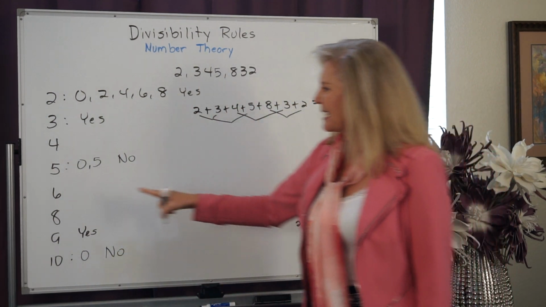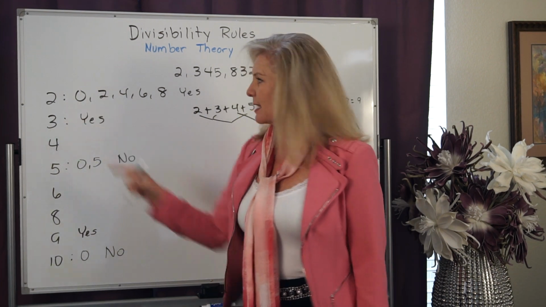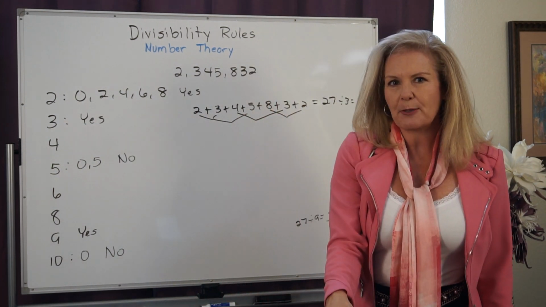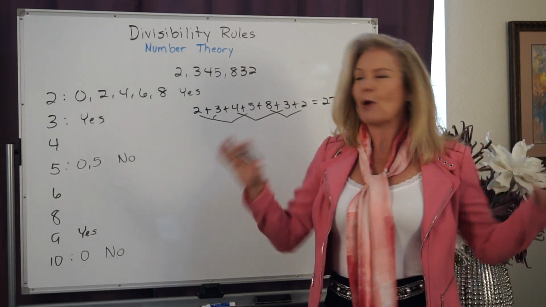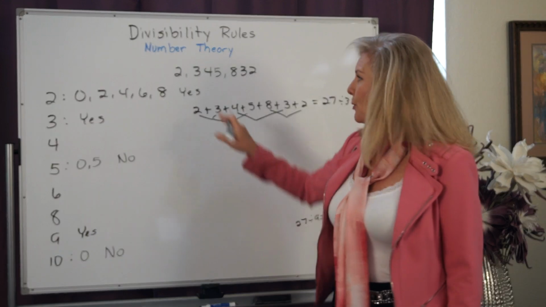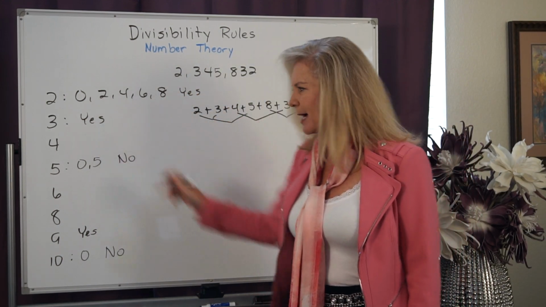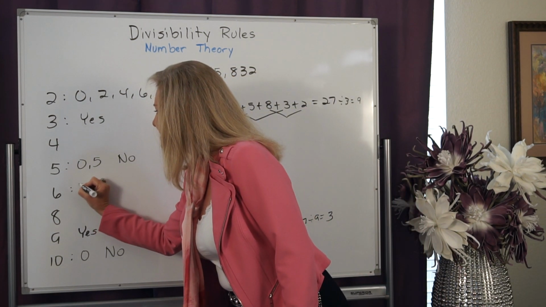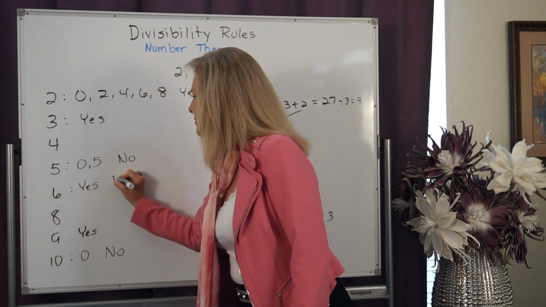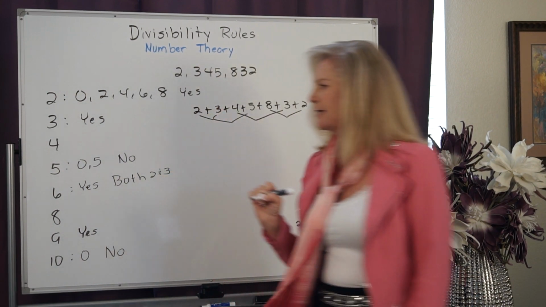Now 6 is all about the connection with 2 and 3. So a number is divisible by 6 if both 2 and 3 are divisible into that number. Well, yes, it's divisible by 2. Yes, it's divisible by 3. So yes, it's divisible by 6. So that's really for both 2 and 3.